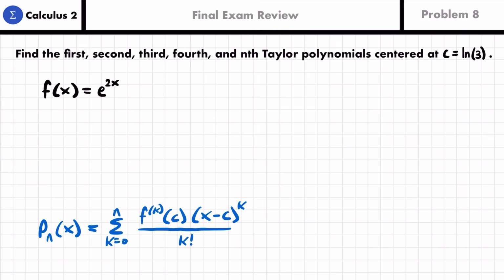Then for the third Taylor polynomial, you would work with n equals 3, so there would be an additional term. And then for the fourth Taylor polynomial, that's where n is equal to 4, and so then there would be another term on top of that.